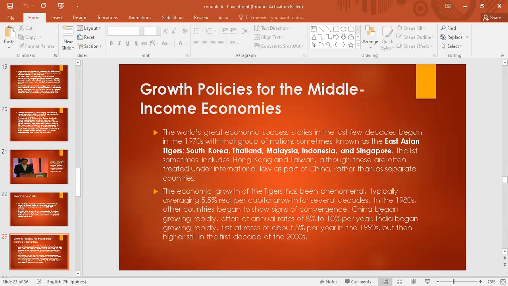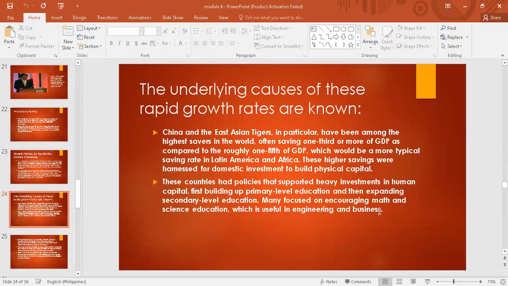noong 1990s, halos 5% per year ang kanyang increase. So si India, si Philippines po, 5% ang kanyang increase rate ng GDP growth mula noong 1990 hanggang 2000. Ano ba ang cause? Ano ang naging dahilan kung bakit biglaan merong pag-increase ng GDP ng mga bansang ito, na China and the East Asian Tigers.